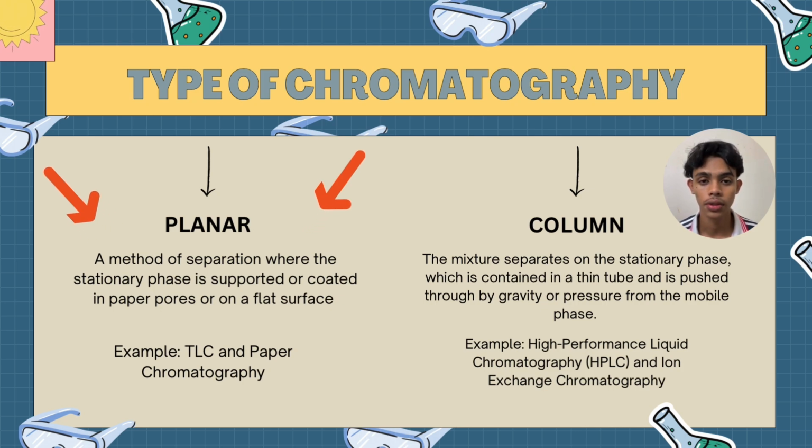Different from this is column chromatography, in which the mixture separates on the stationary phase, which is contained in a thin tube and is pushed through by gravity or pressure from the mobile phase. Examples of column chromatography are HPLC chromatography and ion exchange chromatography. The stationary phase is in a solid phase while the mobile phase is a liquid. But for today, we will only focus on discussing the planar type of chromatography by using TLC, as it is the most stable method to use on fruit.